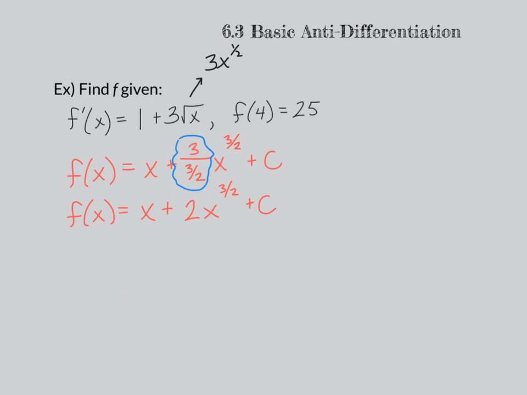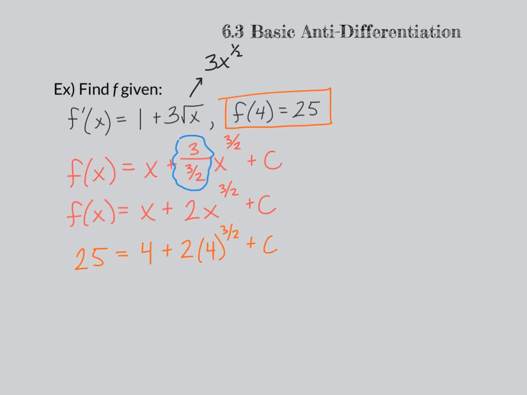How do we do that? Well, let's take that info. This is telling us that if we were to plug in 4 for x, we'd get an output of 25. Okay, so here's our output, f of x. Here's our inputs. I need to input 4 and get an output of 25. So I can write that 25 equals 4 plus 2 times 4 to the 3/2 plus c. And then I can solve for c.